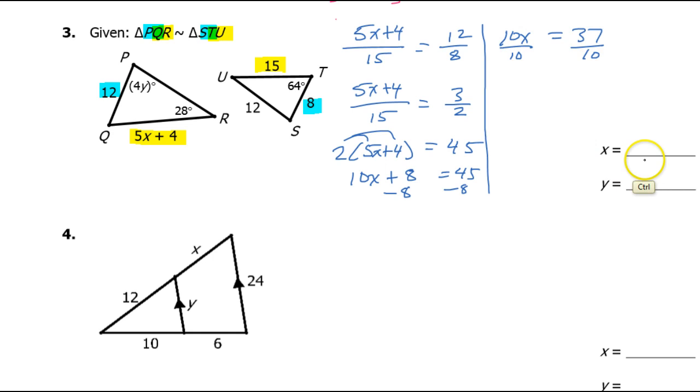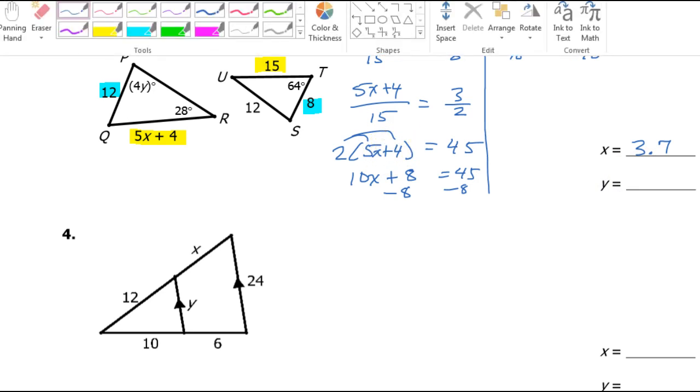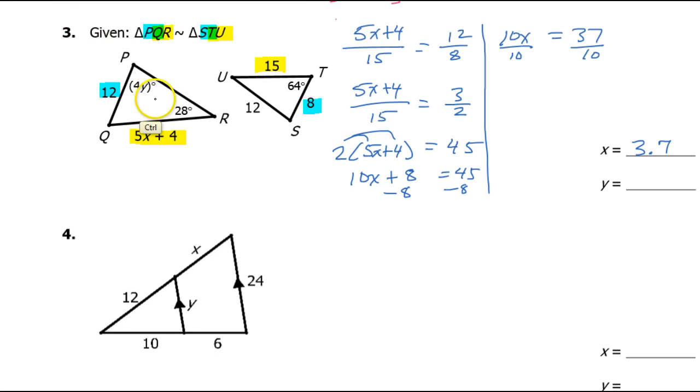Alright, if I divide by 10 on both sides, that's going to give me x is equal to 3.7. So now I need to find y. Okay, so y is part of this expression right here. Alright, so I'm looking at angle P. So I'm noticing that angle P corresponds with angle S. Okay, so I need to know what angle S is.